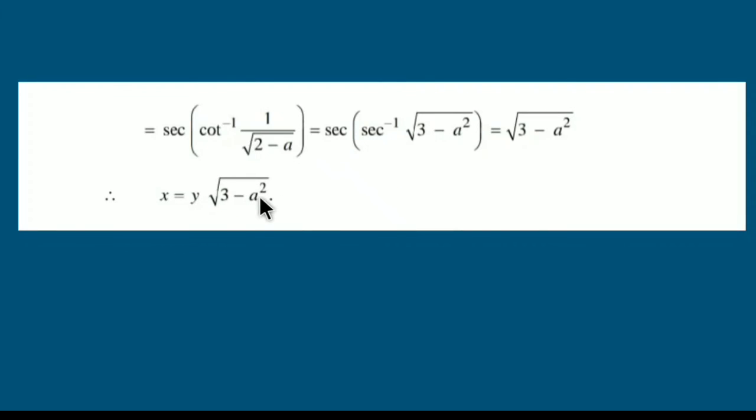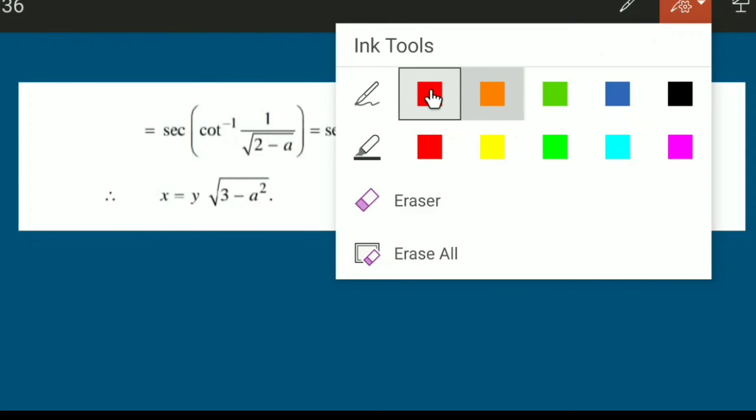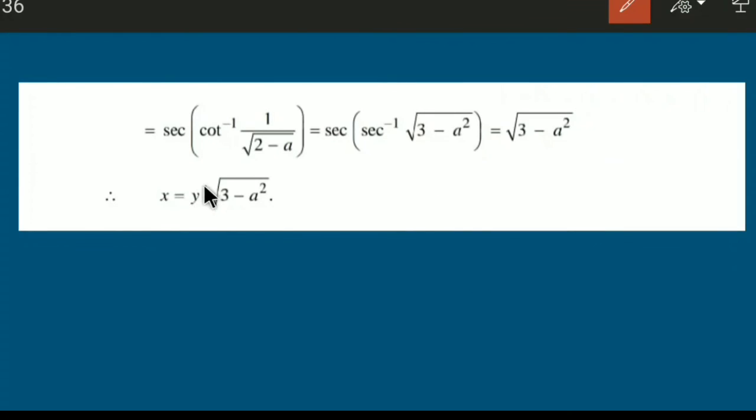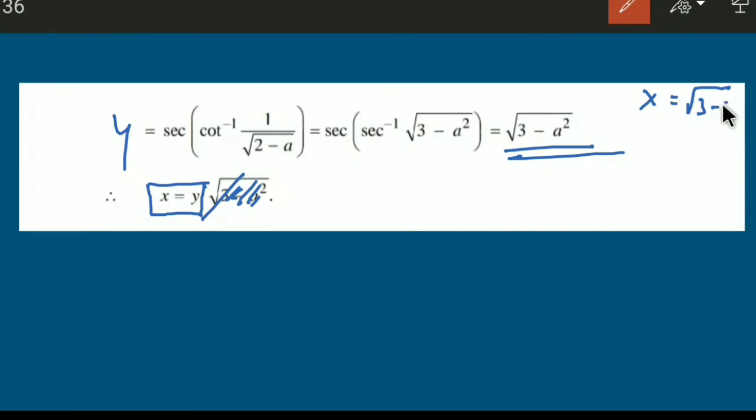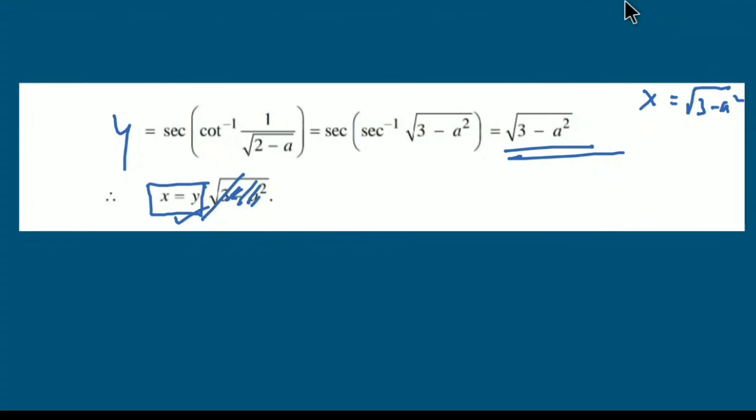under root 3 minus a square, and y also equals 3 minus under root 3 minus a square. So we find that x equals y. Y was also under root 3 minus a square, and x was also 3 under root 3 minus a square. So we say here it's showing x equal to y, that is under root 3 minus a square, right, as y was also under root 3 minus a square. And x we have also derived as under root 3 minus a square. So x and y, both of them are the same. So in this way you will get this result.